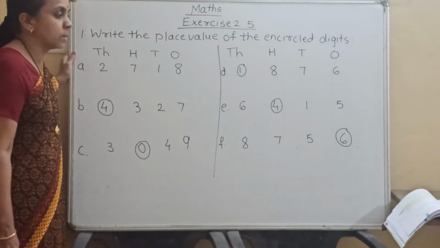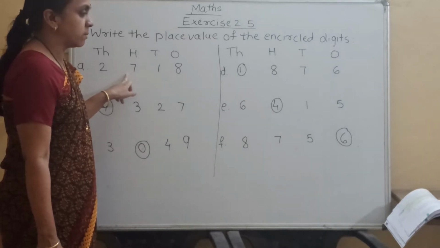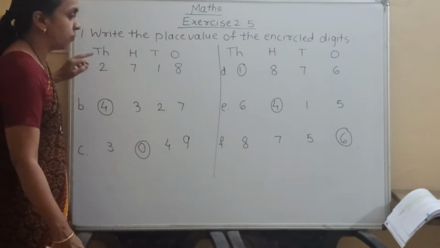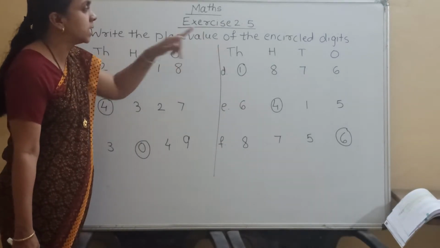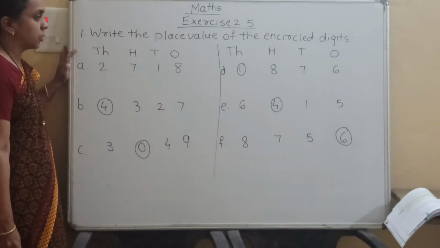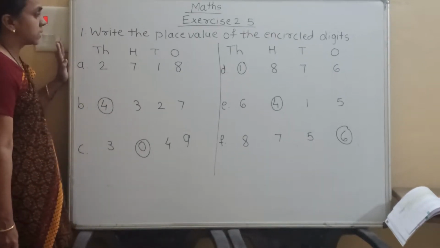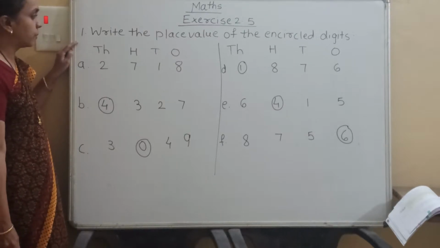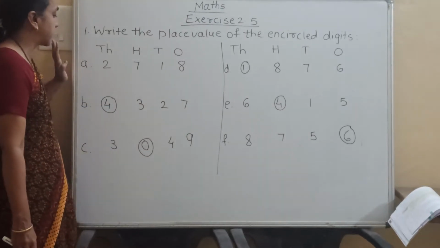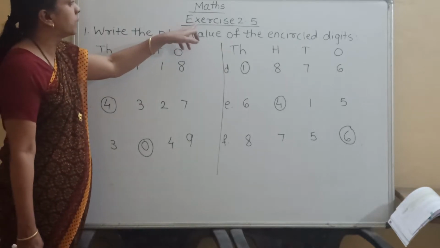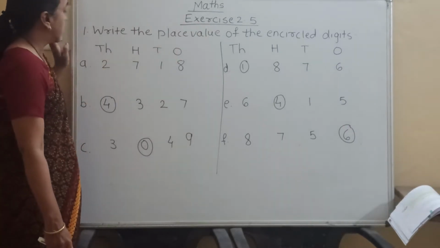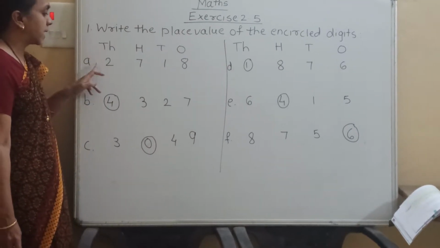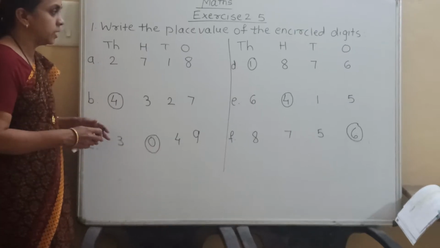Now see your page number 23, exercise 2.5. So what we have to do here? First question: write the place value of the encircled digits. We have to write this question in your notebook because in your textbook there is no space. So in your notebook, write down exercise 2.5 properly, write down the first question, then write A. Like this only you have to write in your notebook.